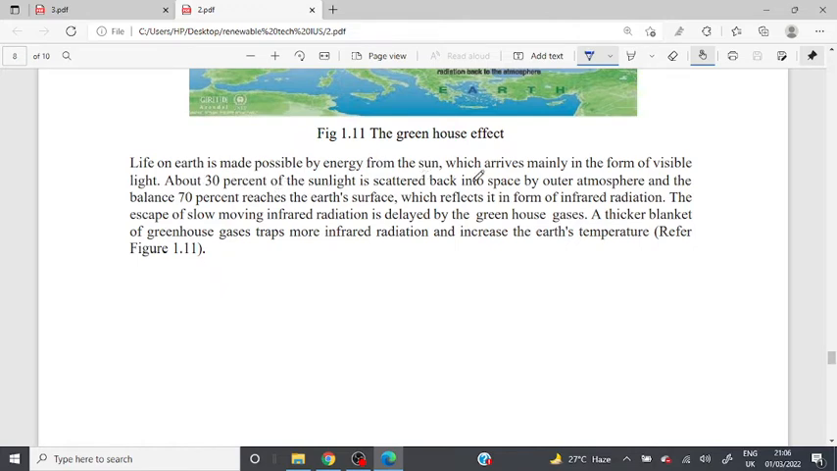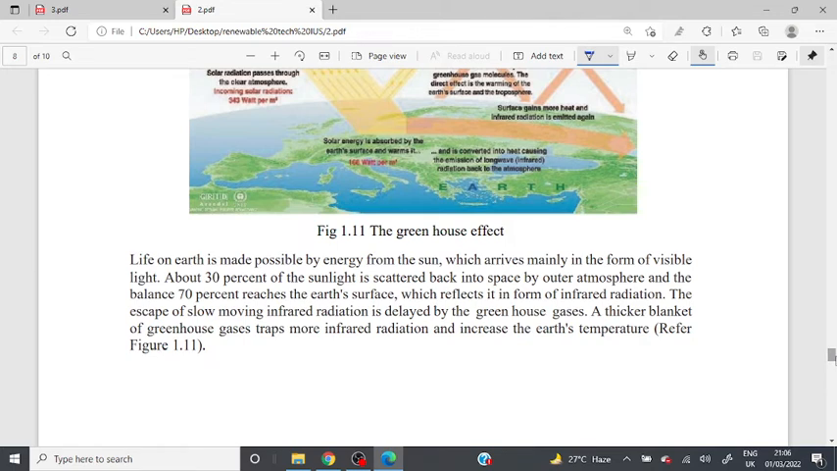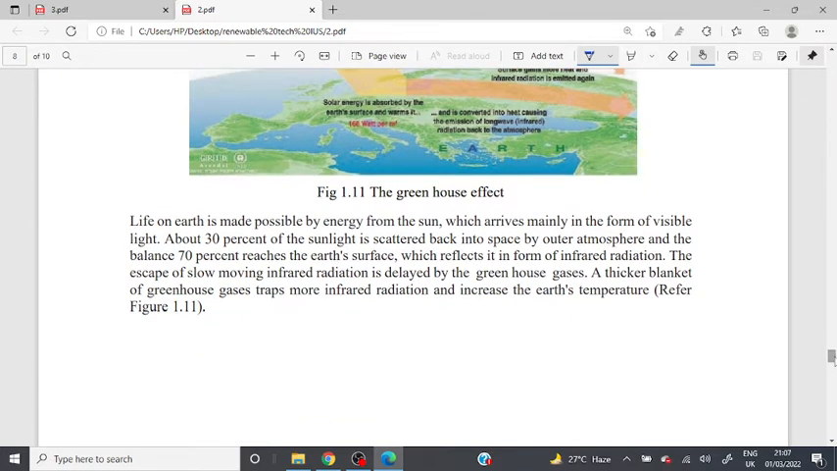About 30% of the sunlight is scattered back into space by the outer atmosphere. Like I said, the sunlight comes from the sun at 343 watts per meter square, and about 30% of that gets reflected back from the atmosphere into space, or gets absorbed in the troposphere, and the balance 70% reaches the Earth's surface, which reflects it in the form of infrared radiation. So the heat that we get on our skin, on our body, on the Earth's surface, is the long wave infrared radiation that gets through. The 70% comes through onto Earth's surface.